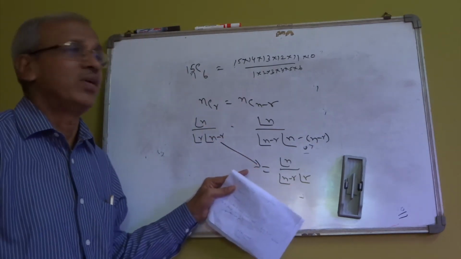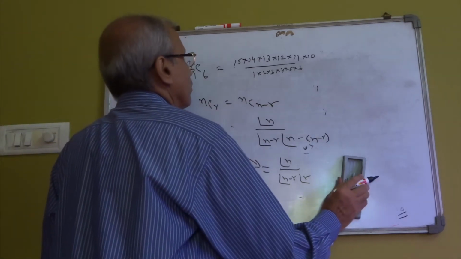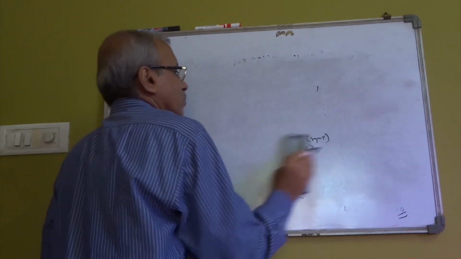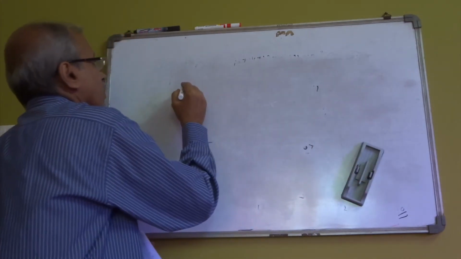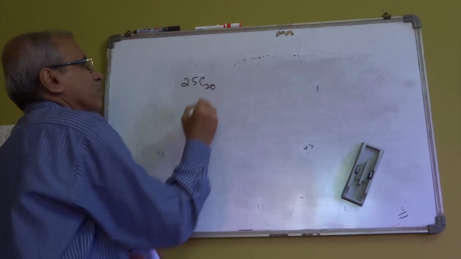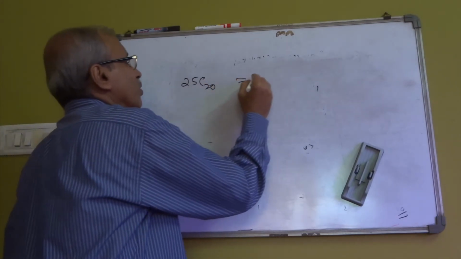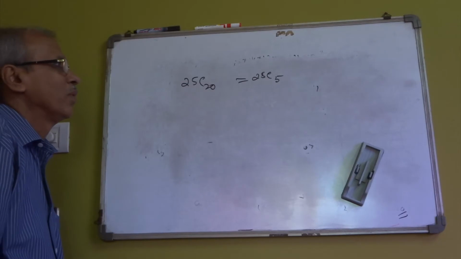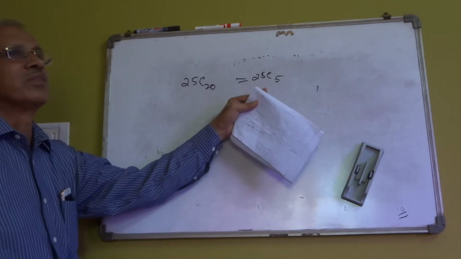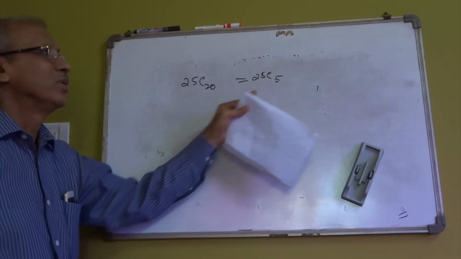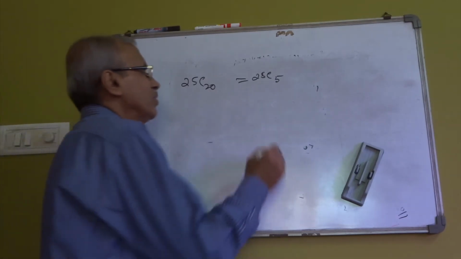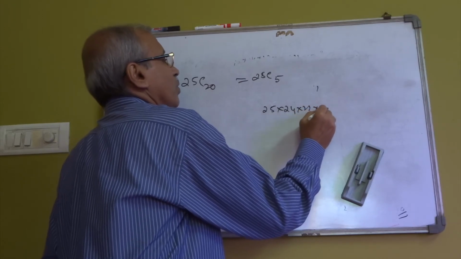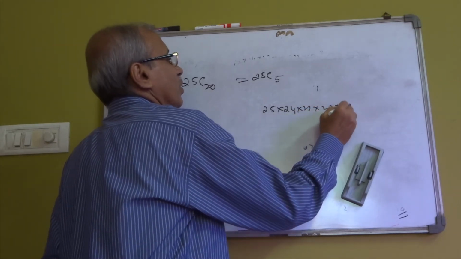Now this is very helpful. I will tell you when it is helpful. Take 25C20. I have told you this is also equal to 25C5, 25 minus 20. Now you can understand how simple it is. You are writing 20 terms, instead you have to write only 5 terms. Now this is 25 into 24 into 23 into 22 into 21.